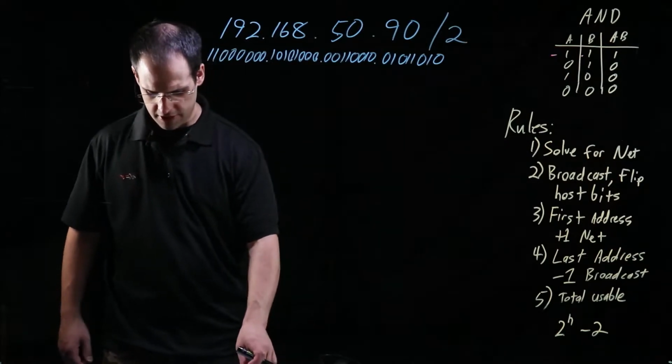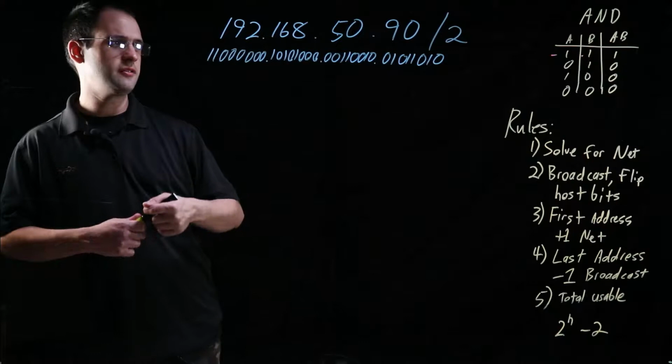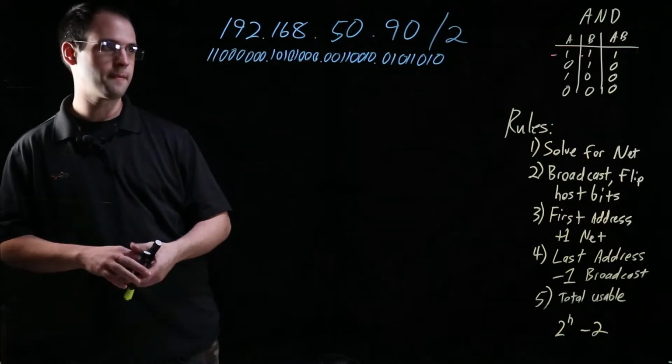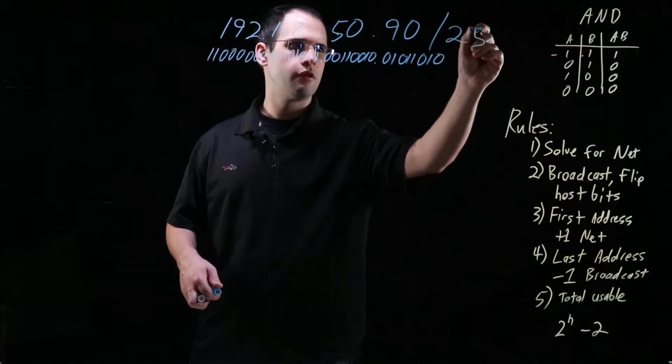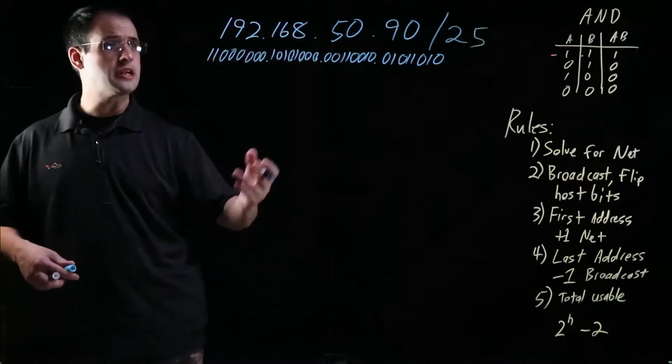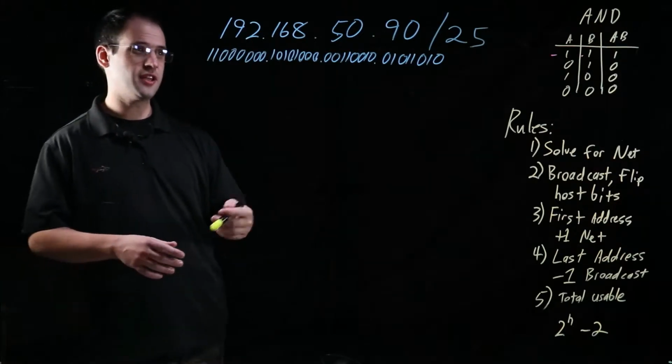So we're going to take a look at this, and instead of /24 here, let's make this a /25. What is going to happen? What abomination am I going to create? All right, so let's take a look here.